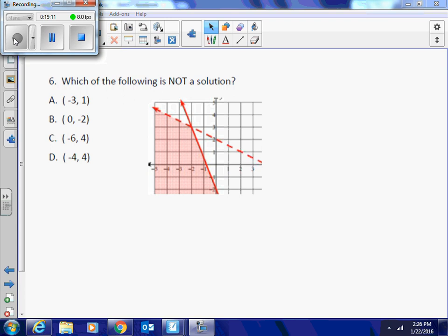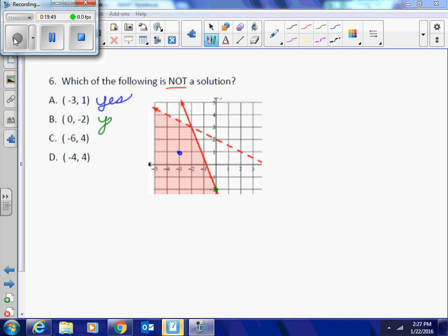On question 6, we are to find which of the following ordered pairs is not a solution. So really, let's just go plot them all and see where they lie. On A, we've got -3, +1. That's this ordered pair here. It's within the shaded region, so we know, yes, we have a solution. On the ordered pair 0, -2, that is right here. That's on the line. It's in the shaded area on the line. Because that line is a solid line, the ordered pair 0, -2 is a solution.